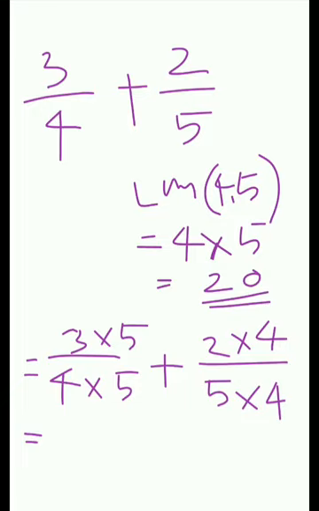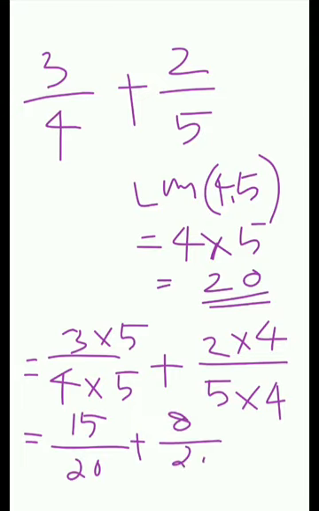Now, we can multiply the numbers. 3 into 5 is 15, divided by 4 5s are 20. Plus 2 4s are 8, divided by 5 4s are 20. So here we got the denominators the same. The denominators of both the fractions are the same, and we already learned how to add two like fractions. These are like fractions because their denominators are the same.